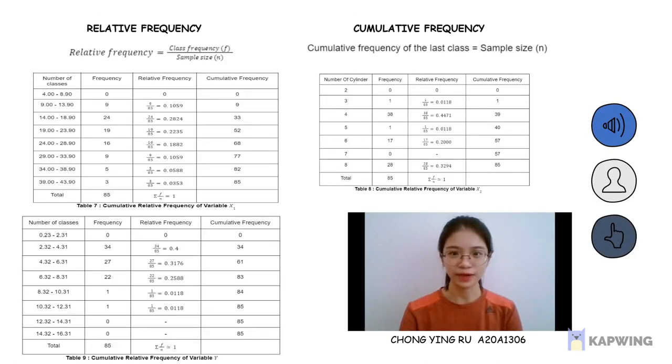Next, we need to find the relative frequency and cumulative frequency. The formula of the relative frequency is to divide the frequency f by the sample size n. The cumulative frequency of the last class is the sample size n, which is 85.